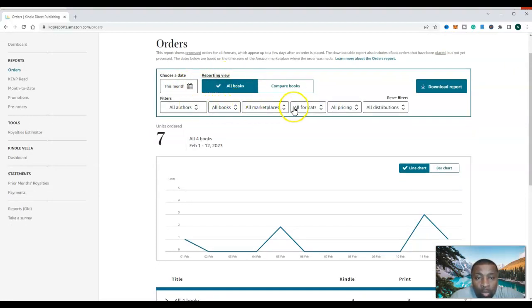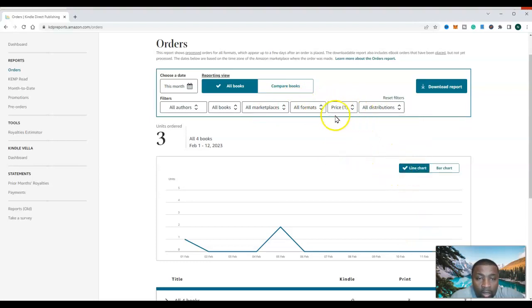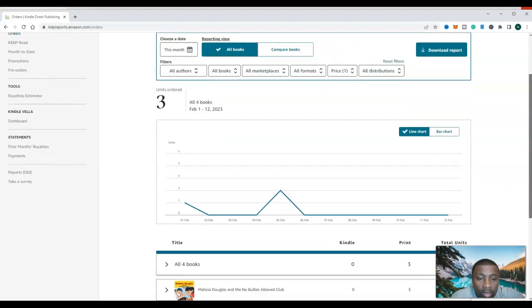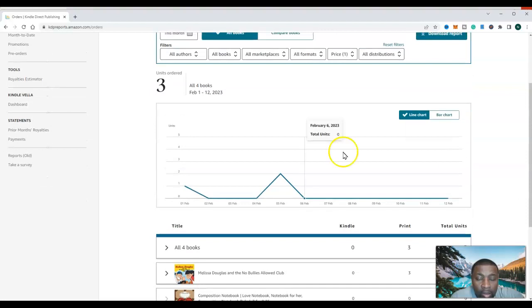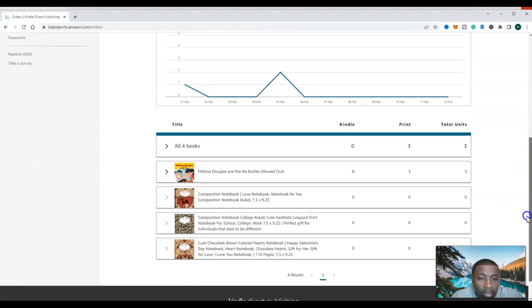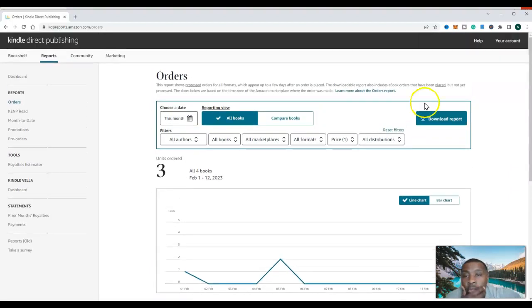Let's see. I'm going to check one last thing, and then I'm going to get off of here. Let's uncheck that. Apply. So pay. Pay happened on the 5th. All right. So that helped me a lot. All right. So yeah. So we're gonna look.